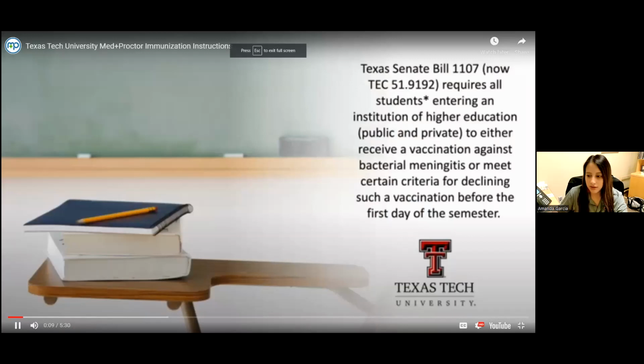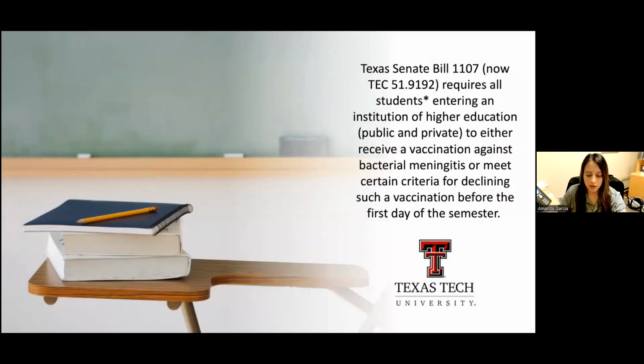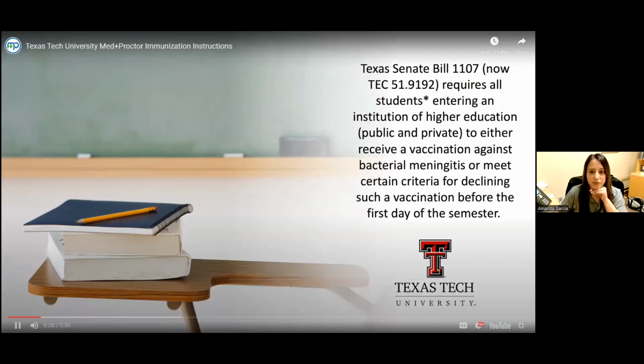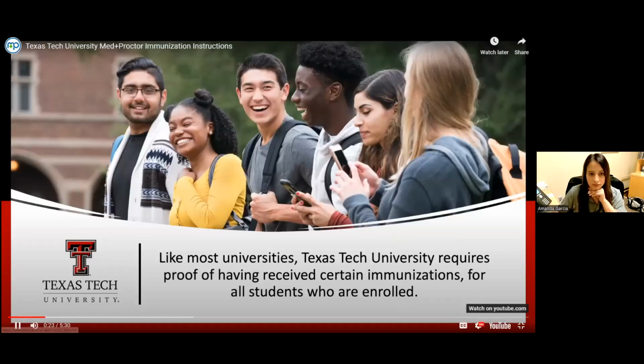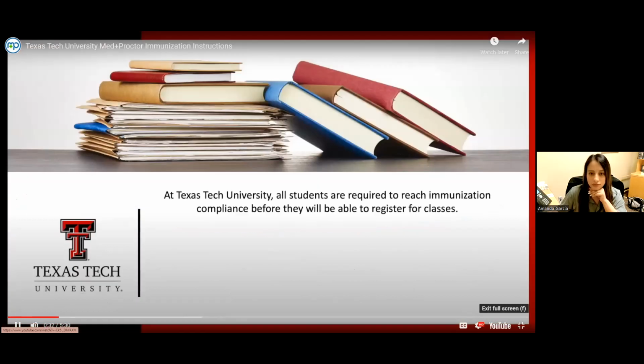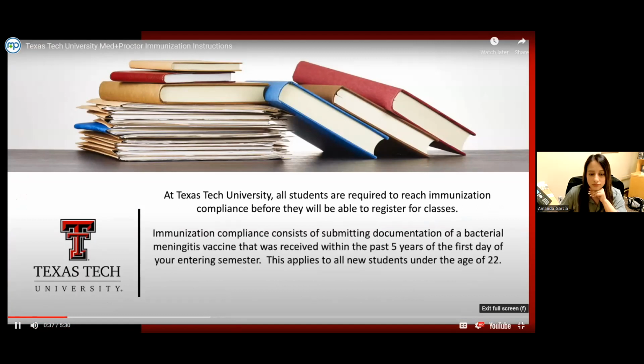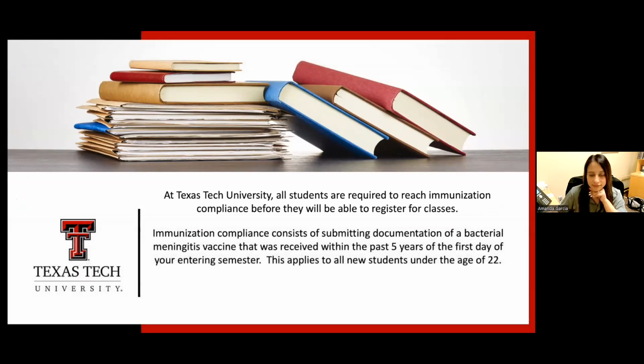This law requires all students entering an institution of higher education, public and private, to either receive a vaccination against bacterial meningitis or meet certain criteria for declining such a vaccination before the first day of the semester. Like most universities, Texas Tech University requires proof of having received certain immunizations for all students who are enrolled. At Texas Tech University, all students are required to reach immunization compliance before they will be able to register for classes. Immunization compliance consists of submitting documentation of a bacterial meningitis vaccine that was received within the past 5 years of the first day of your entering semester. This applies to all new students under the age of 22.